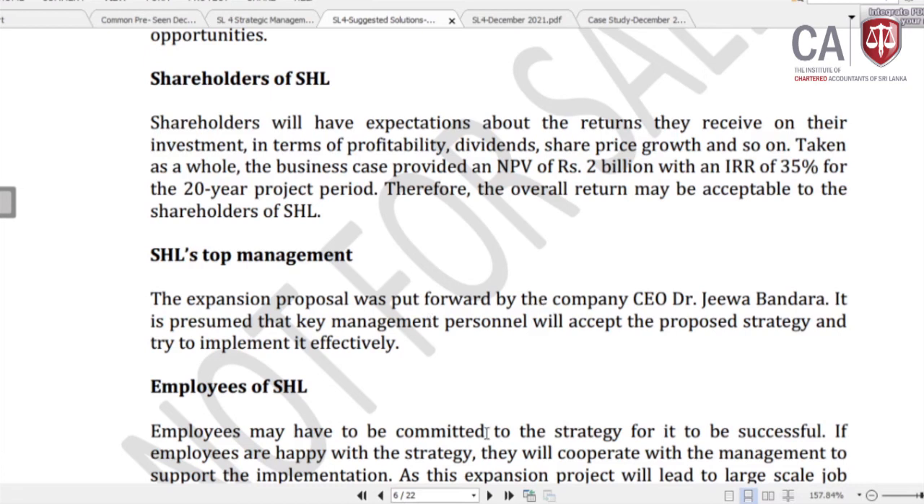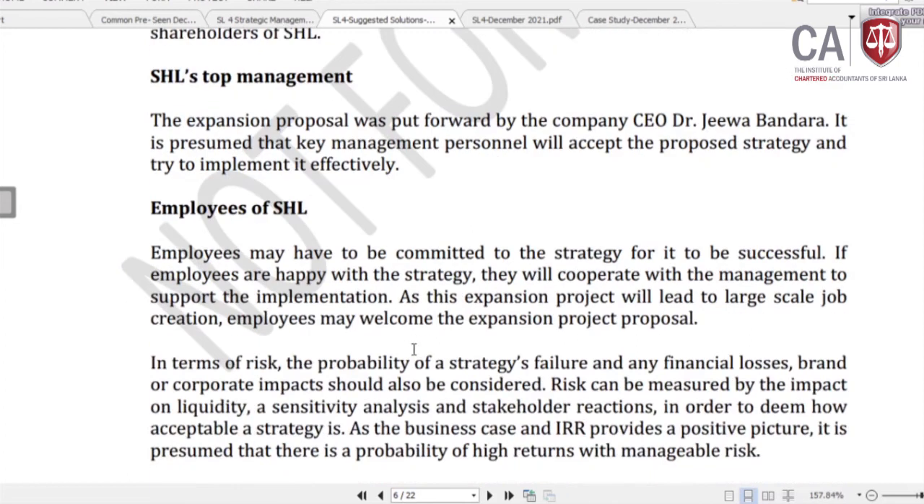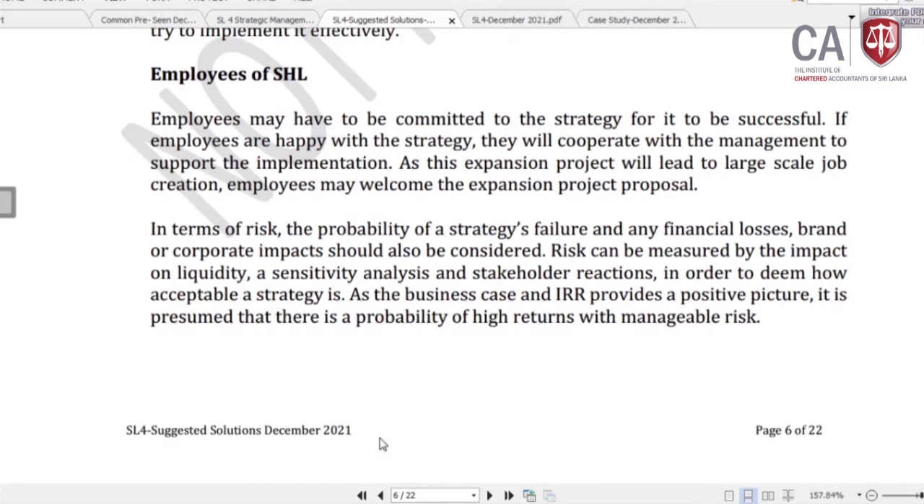Then SHL top management: the expansion proposal was put forward by the company CEO Dr. Jeeva Bandara. It is presumed that key management personnel will accept the proposed strategy and try to implement it effectively. Yes, a general statement has been given.